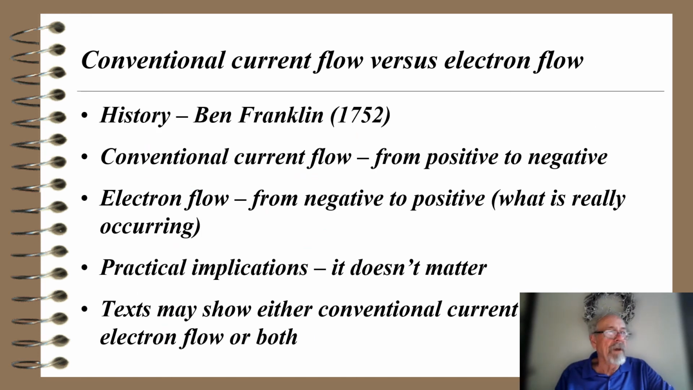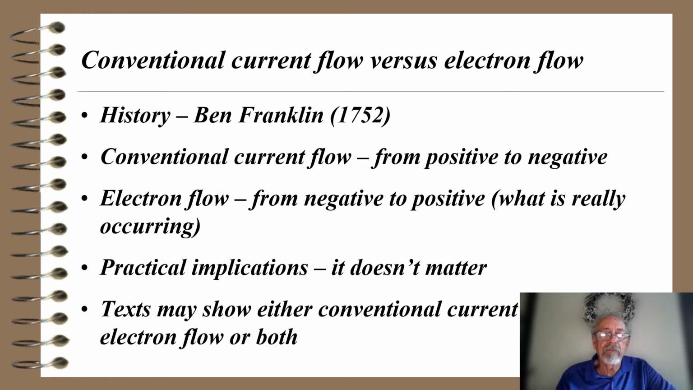Okay? So what about this conventional current flow versus electron flow? Well, I always blame Ben Franklin. Supposedly in about 1752, he made a choice that conventional current flows from positive to negative. However, we know electron flow is actually negative to positive, what's really occurring. And in practical implementations, it doesn't really matter. Text may show either conventional current flow or electron flow or both. It can be confusing to people.